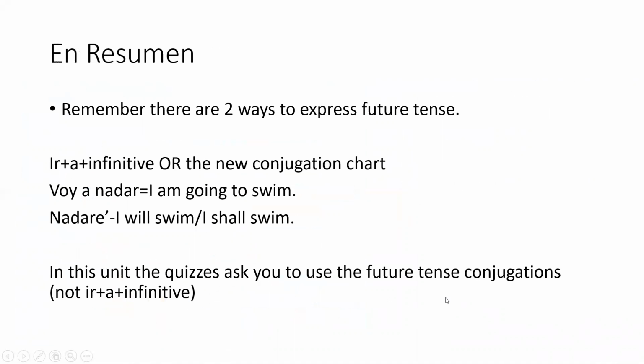En resumen, so remember that there are two ways to express future tense. The most common error I see here in quarter 4 is students using the ir plus a, which is also totally correct. But for this particular course, we're wanting to see that you also know how to do the future tense ending conjugations. So remember, voy a nadar, I am going to swim. Nadaré, I will swim, or I shall swim. And again, in this unit, the quizzes will ask you to use the future tense conjugations, not the ir plus a plus infinitive.